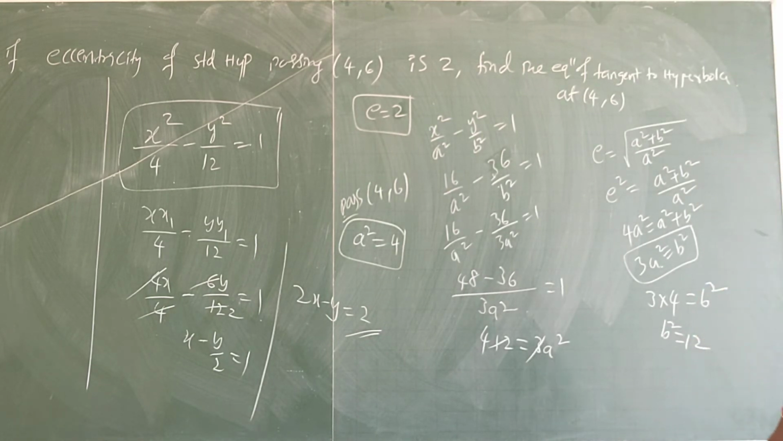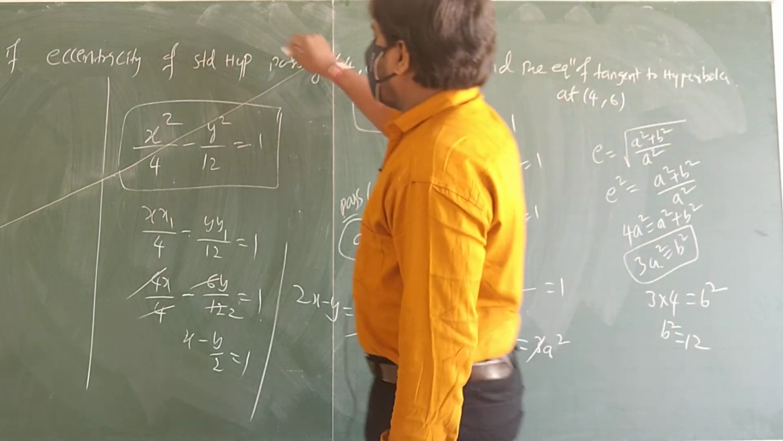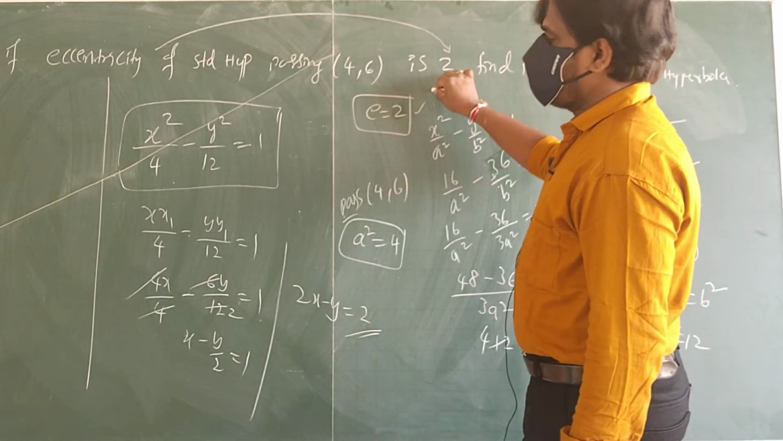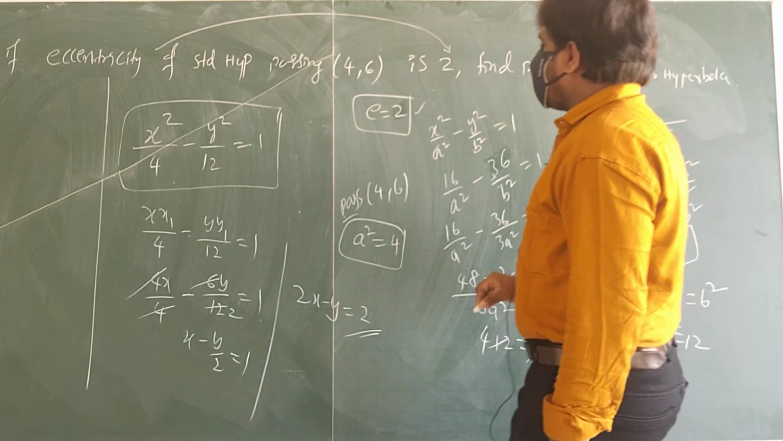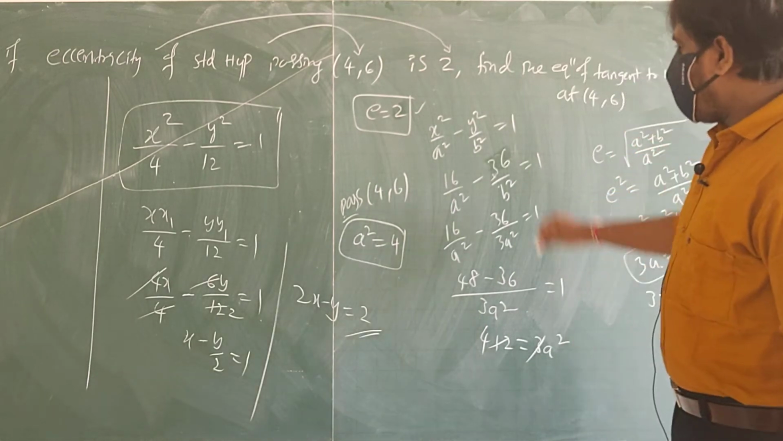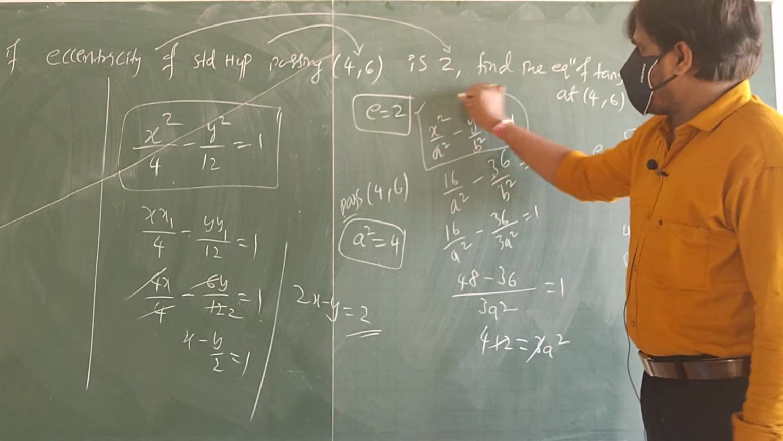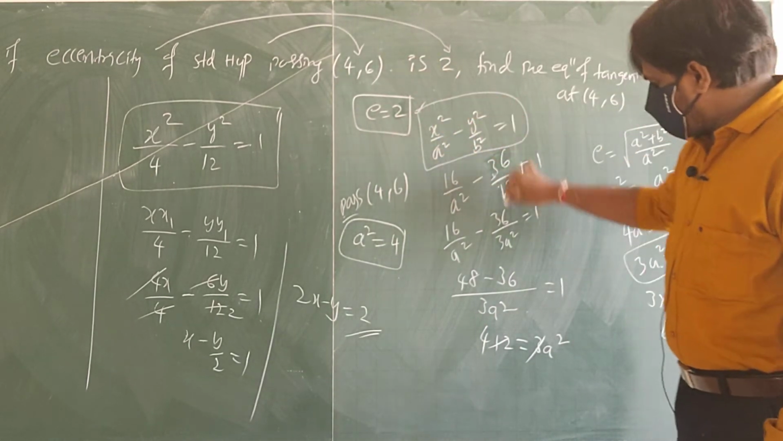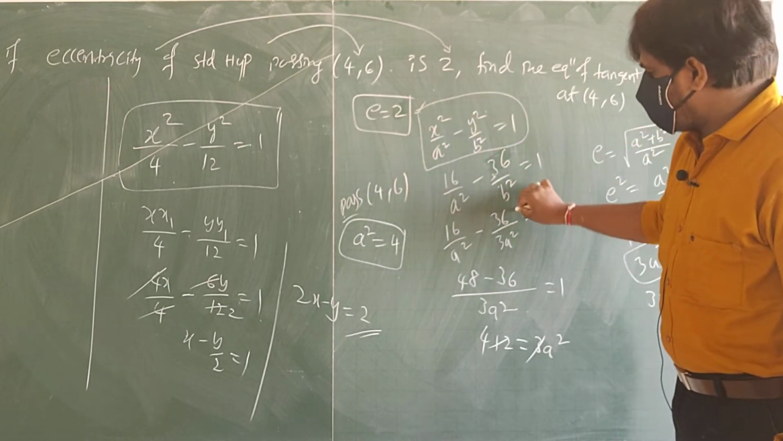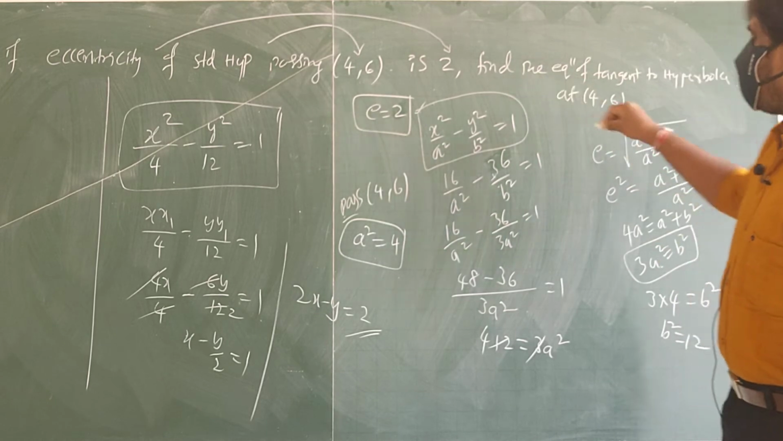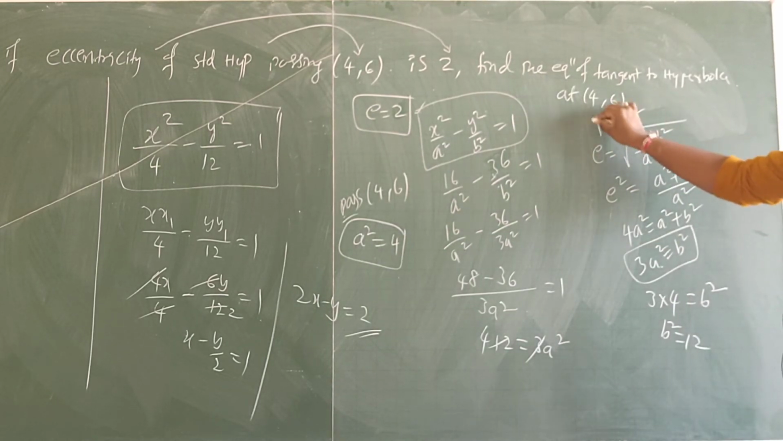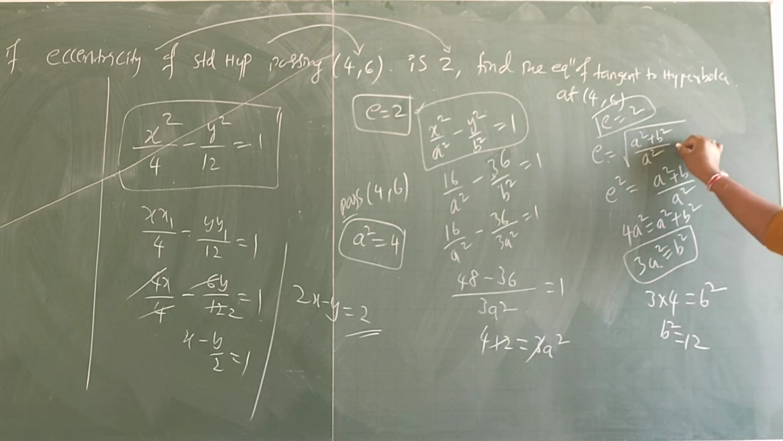Explaining. See here, it is given that the eccentricity of the hyperbola is 2, and it is saying that the hyperbola is passing through 4 comma 6. I took the standard hyperbola like this. Passing means we substitute x and y. But he has given one more thing, eccentricity is equal to 2. So the formula is this.